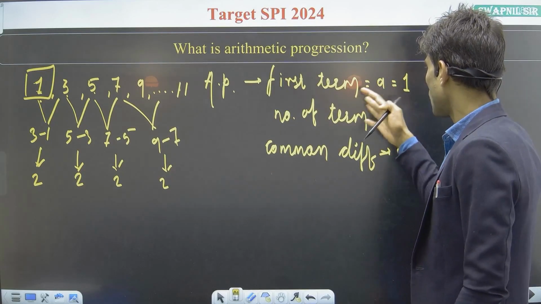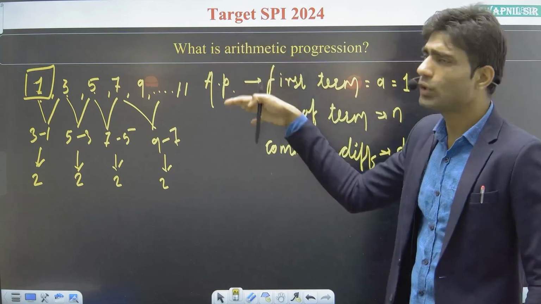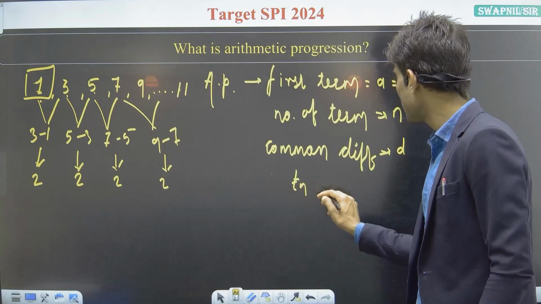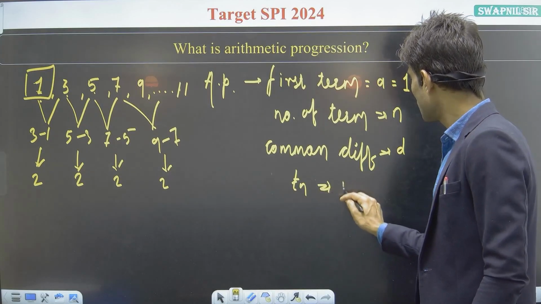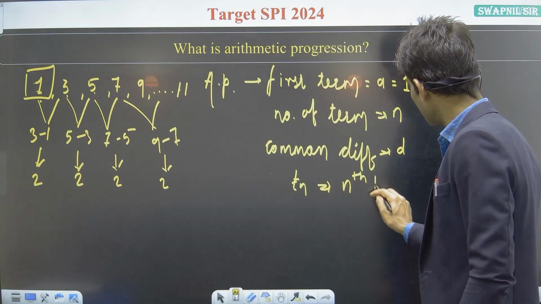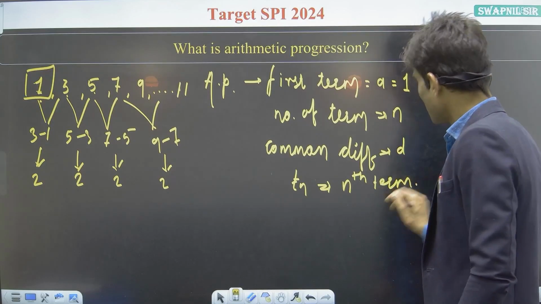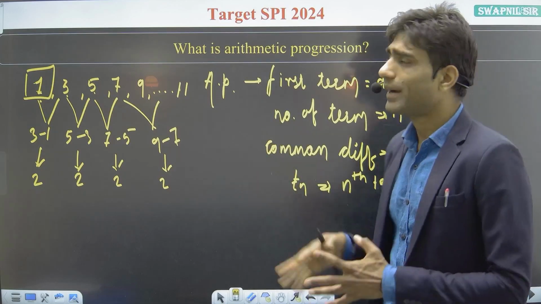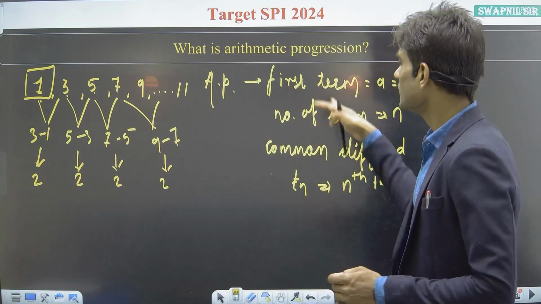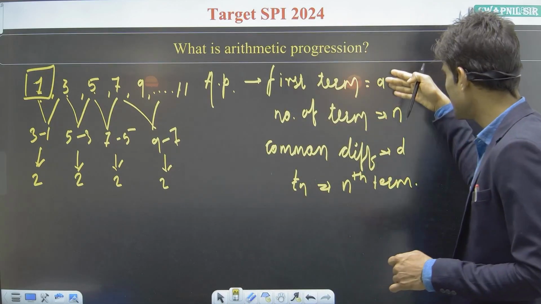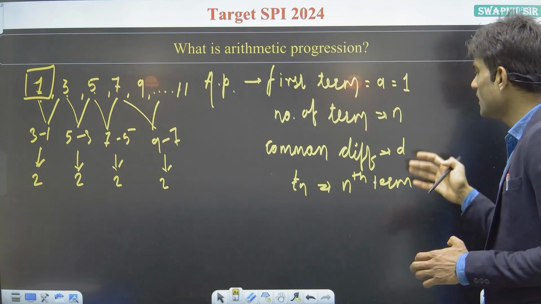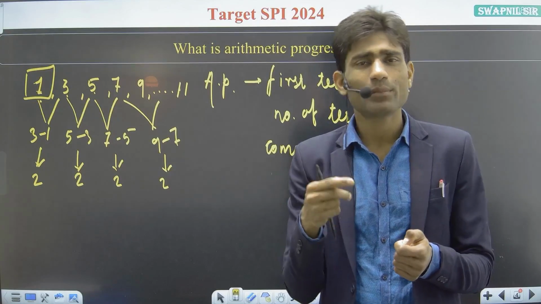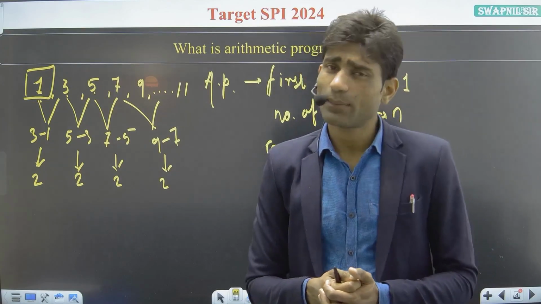Now for the nth term, if we have the total number of terms, we write Tn as the nth term for our arithmetic progression. These are the terms we have here, designated as a, n, d and Tn. These are the variables we are going to use for solving our examples.